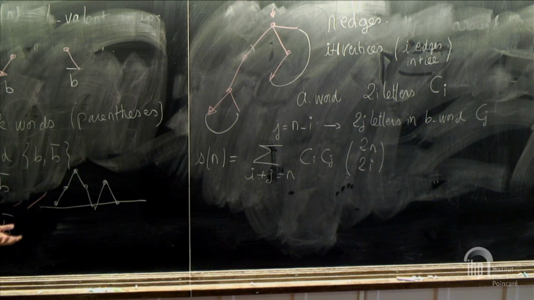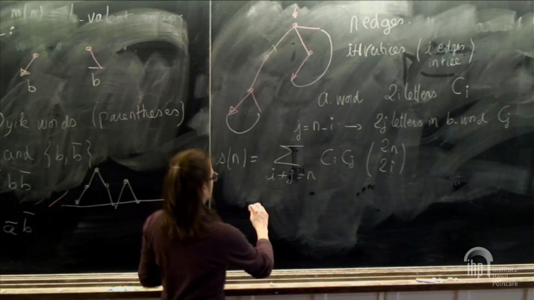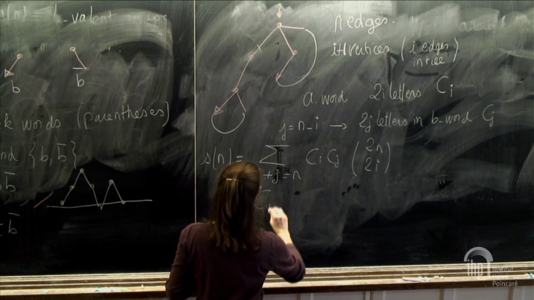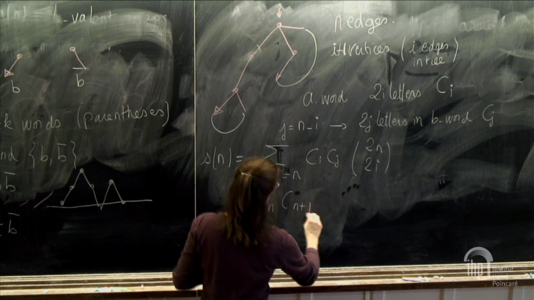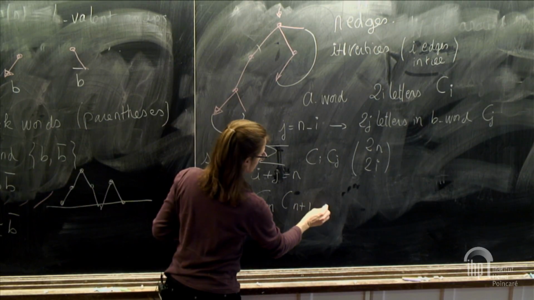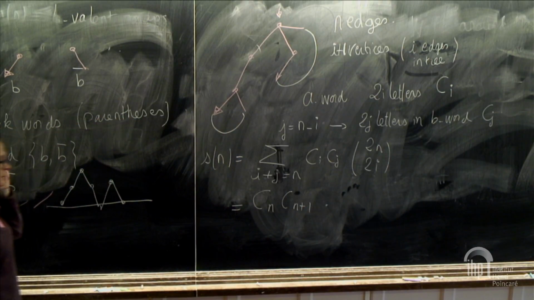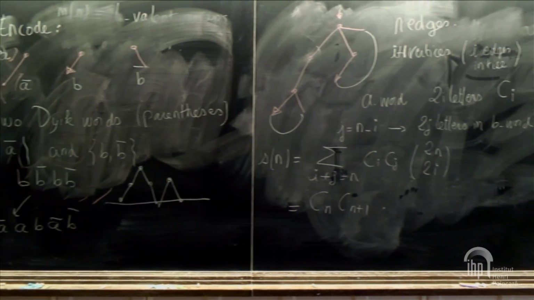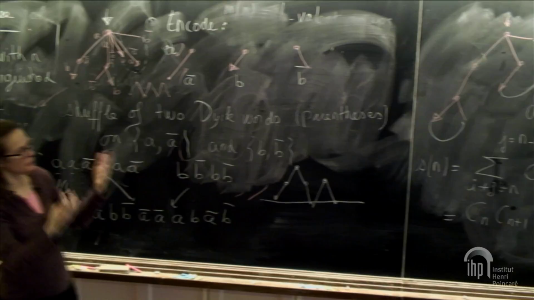So that's a formula, and in fact, this can be evaluated as the product of two consecutive Catalan numbers. So this is not hard to prove. And as you can see, this is rather simple to explain. So it's a tree or a shuffle of two trees.